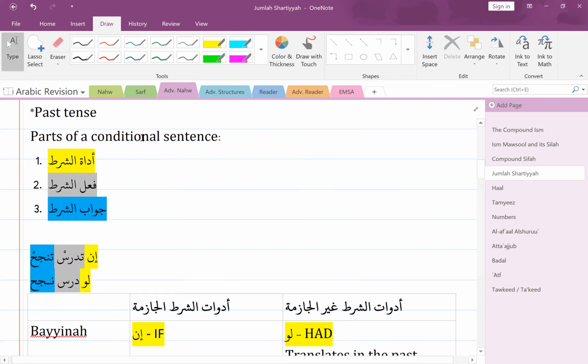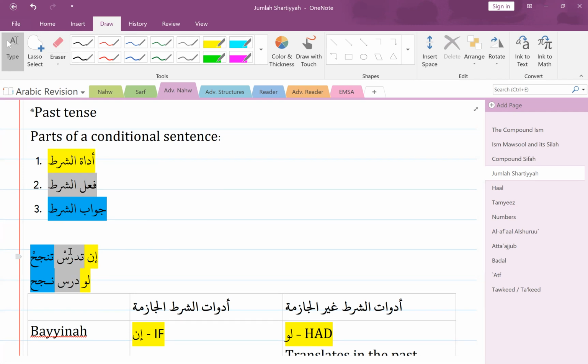Let's look at an example here. So we have in tadrus tanjah. In means if. If you study, tanjah, you pass. You pass your exams, or you pass whatever. So if you study, you succeed. If is our article of condition, adatu shart. Tadrus would be our fi'l shart, and of course tanjah would be our jawabu shart. Easy peasy lemon squeezy, right?